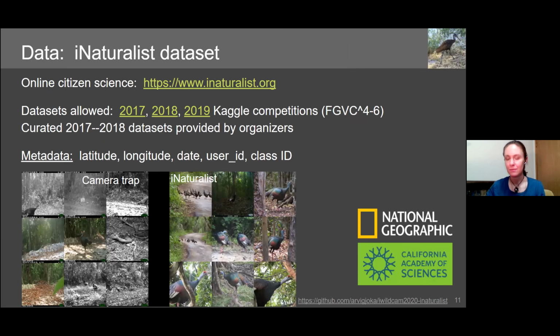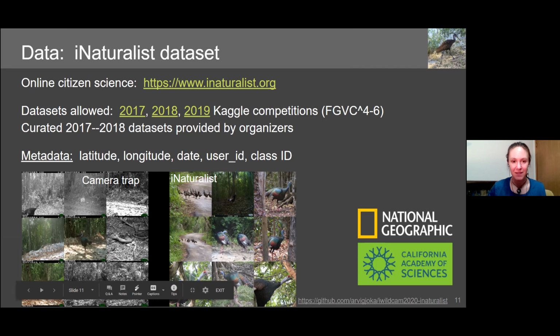Right. So the third data set that the participants got was a data set of images from iNaturalist. iNaturalist is an online citizen science platform, and they also have an app where people around the world can take pictures of animals and upload them and identify them or ask for help identifying them. It has quite a lot of images in it. And importantly for this competition, the iNaturalist images are often much better quality than the camera trap images.